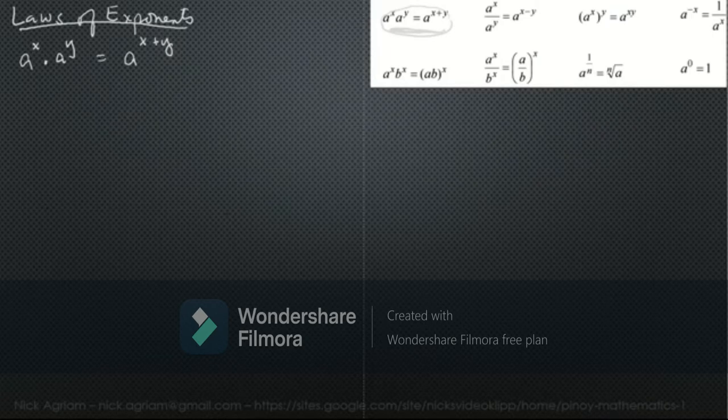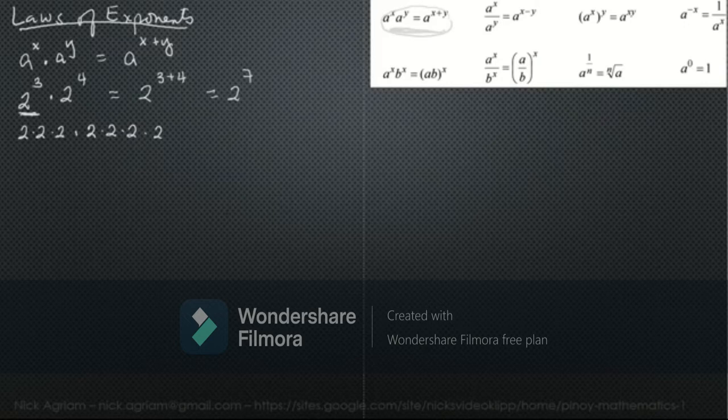That means if I have 2 raised to 3 multiplied by 2 raised to 4, then I have 2 raised to 3 plus 4, which equals 2 raised to 7. How did it go? It will look like this: 2 times 2 times 2, that is the 2 raised to 3, multiplied by 2 times 2 times 2 times 2. Then we have 2 raised to 7. That's the reason why.